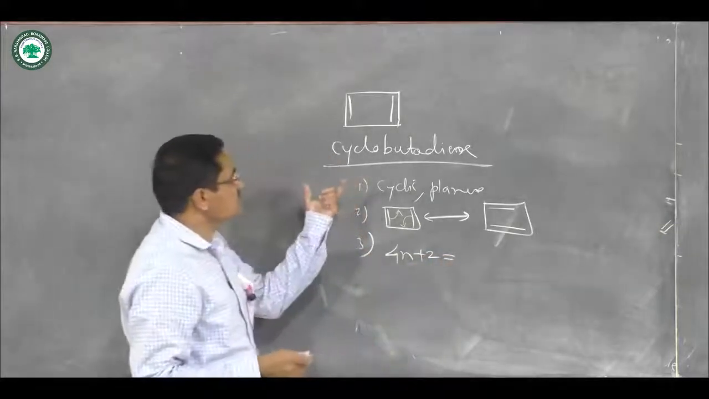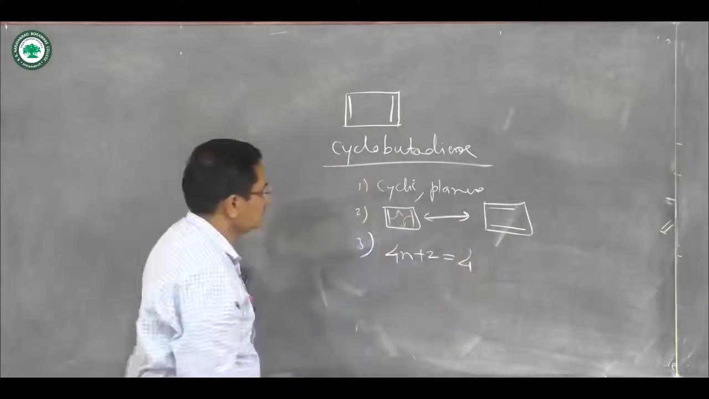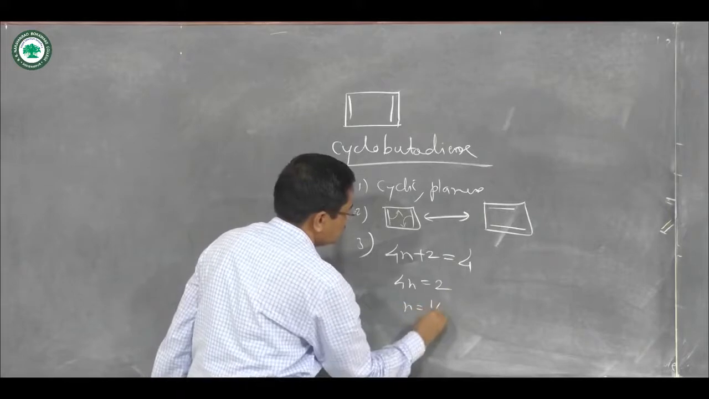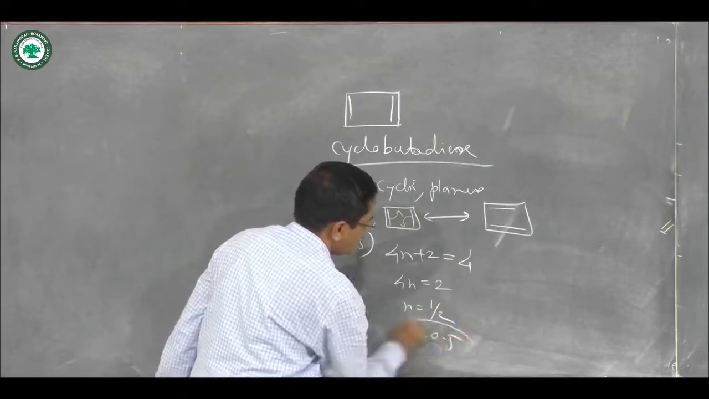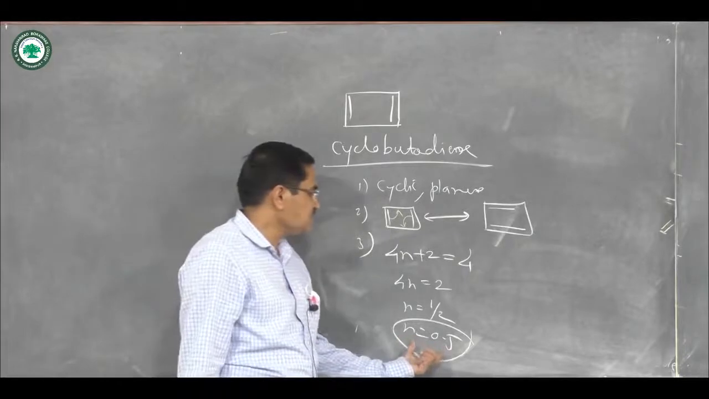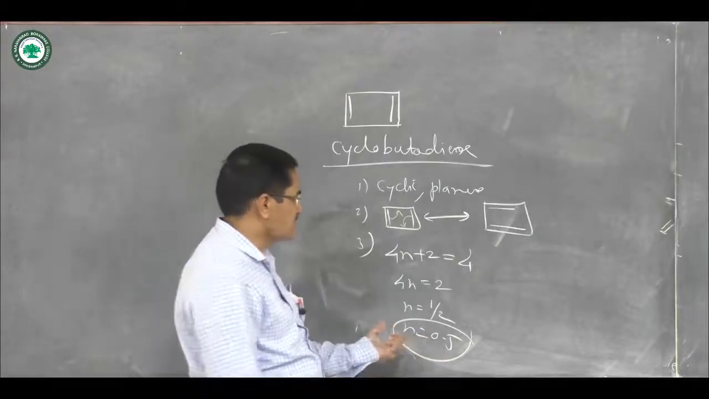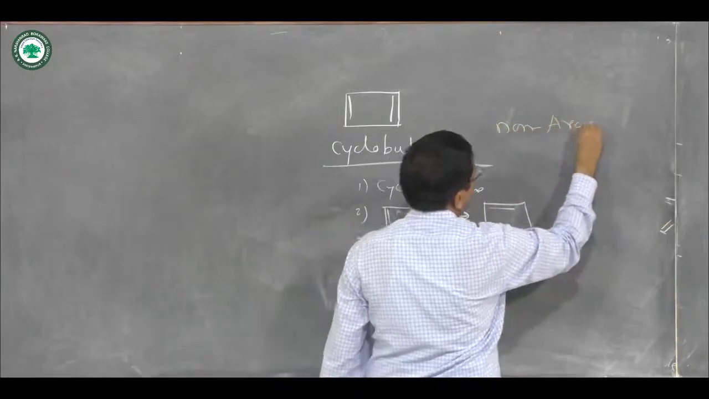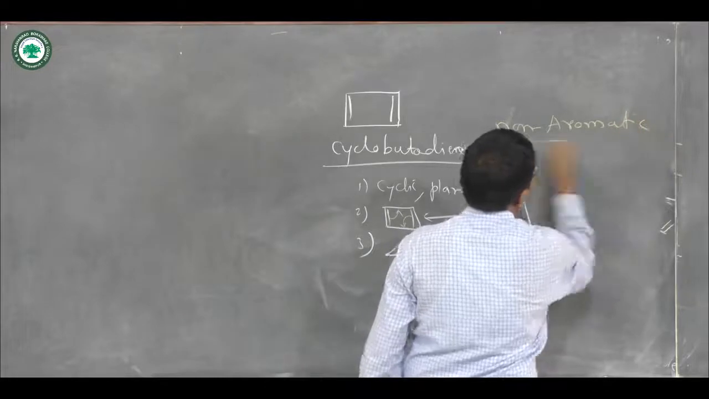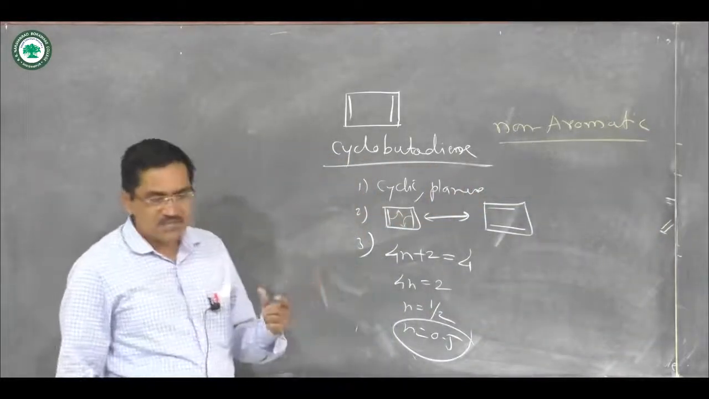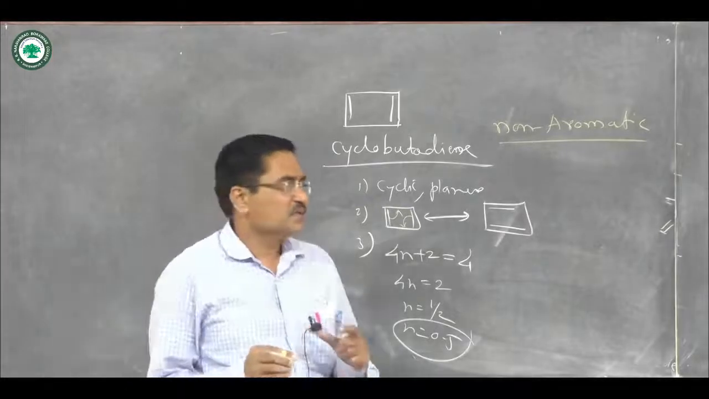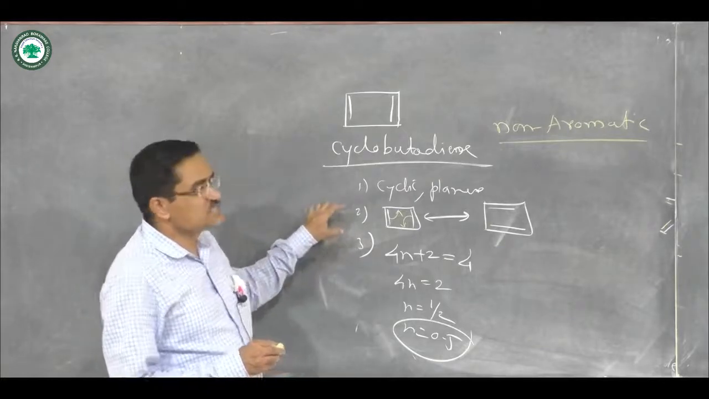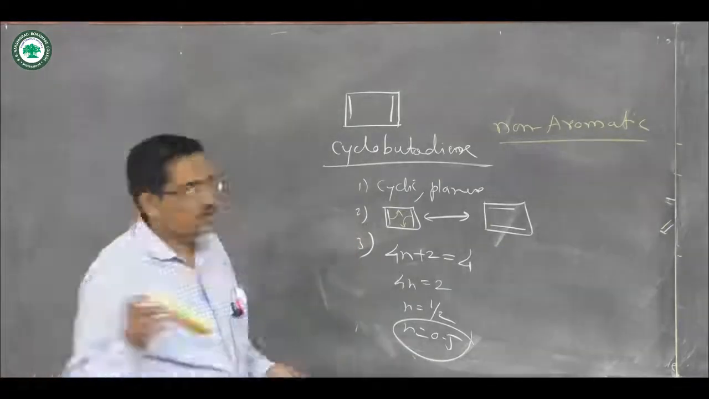There are 2 pi bonds and the number of electrons is 4. So 4n equals 2, n equals 1/2, and n equals 0.5. And hence this is not an integer number, it is a fractional number, and hence this compound is non-aromatic. This compound is non-aromatic. It means you should know it must follow all these criteria to decide whether a compound is aromatic or non-aromatic.